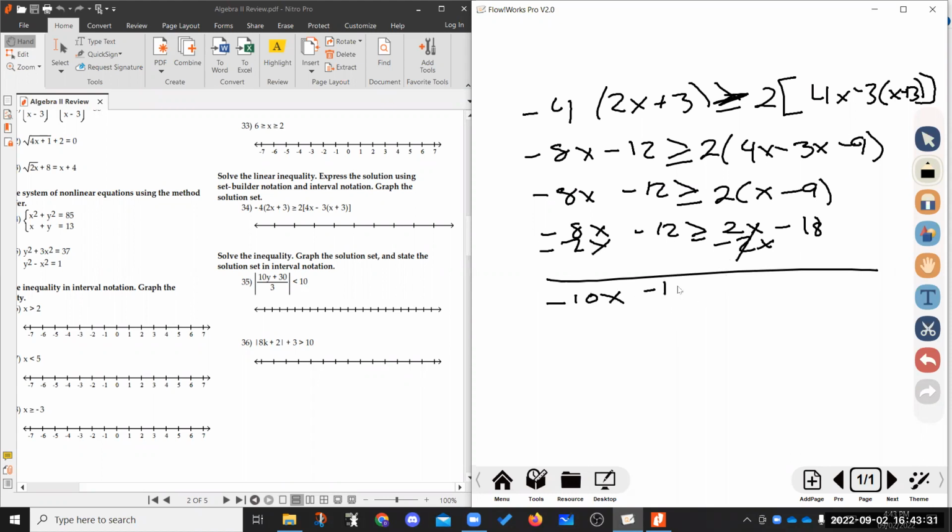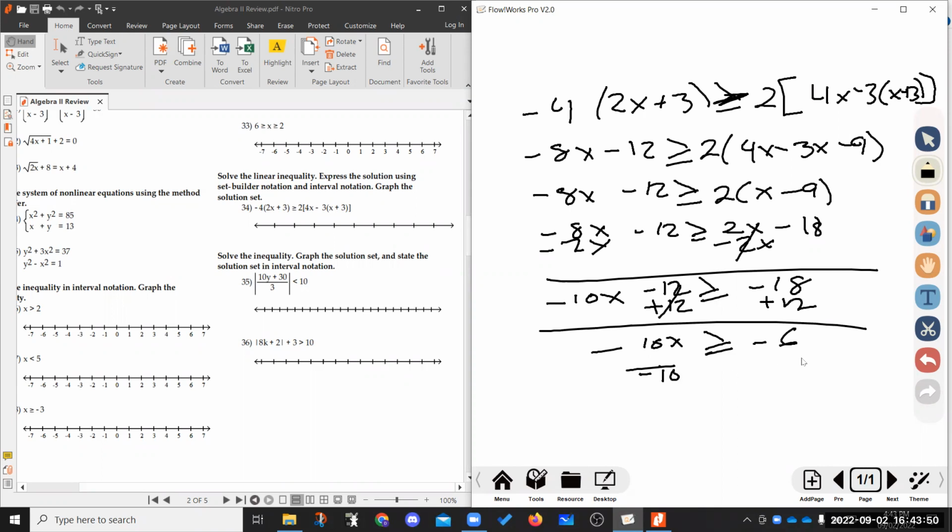-10x minus 12 is greater than or equal to -18. Add 12 to both sides. -10x is greater than or equal to -6. Now I'm going to divide by a negative number. When I divide by a negative number, I need to change the direction of the inequality sign. So x is less than or equal to, and we're going to simplify this to be 3/5.